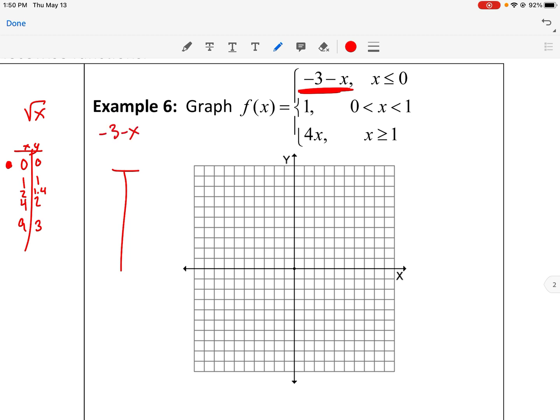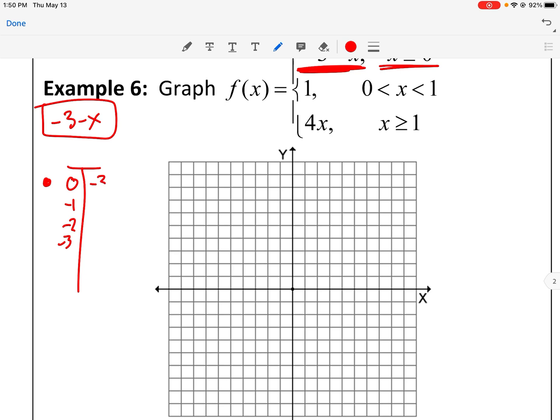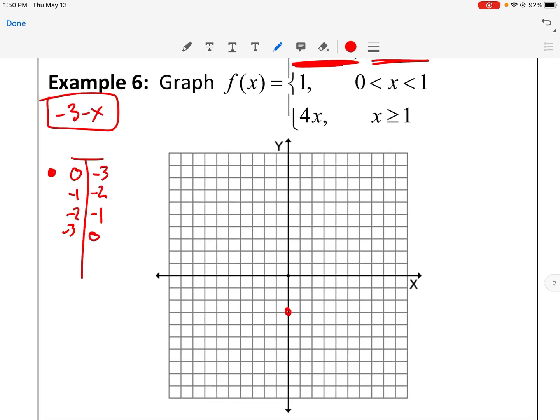So this time I'm going to be plugging in numbers less than or equal to 0. So I plug in a 0, I'm going to closed circle. And less than, so we'll do a few less than. So plugging all these numbers into that equation right there. So negative 3 minus 0. Negative 3 minus negative 1, minus negative 2, minus negative 3.